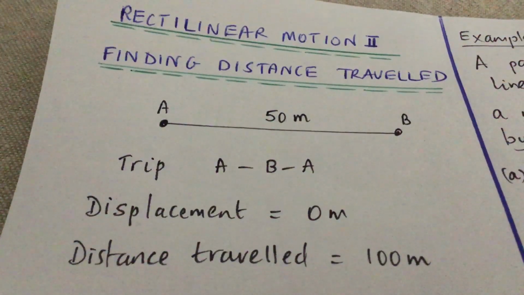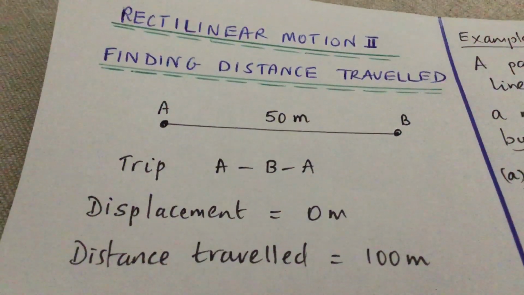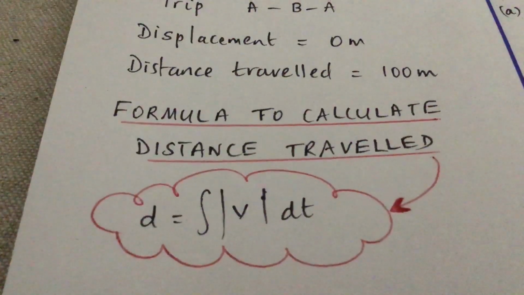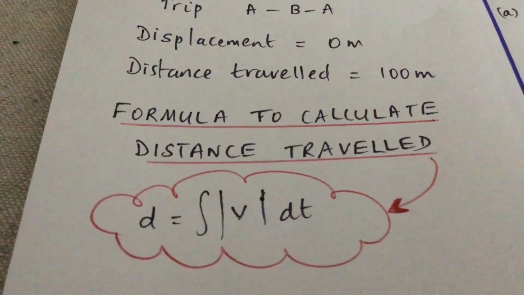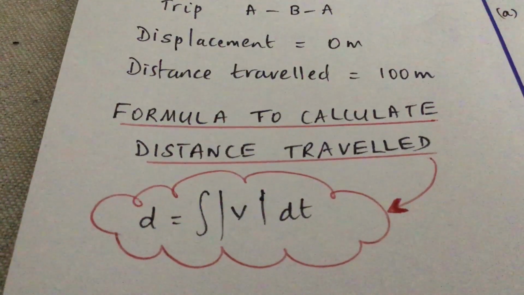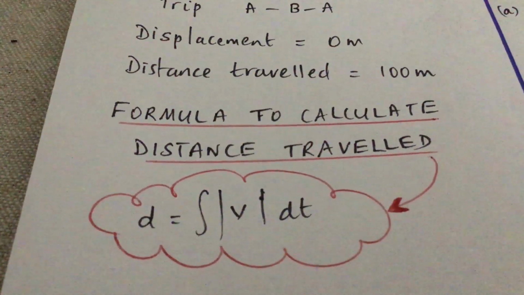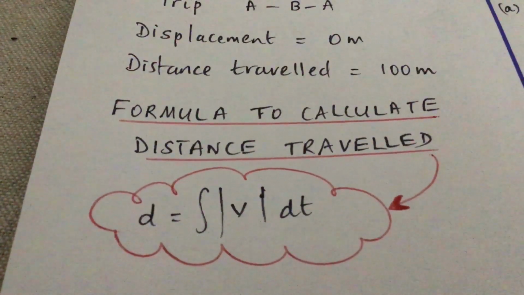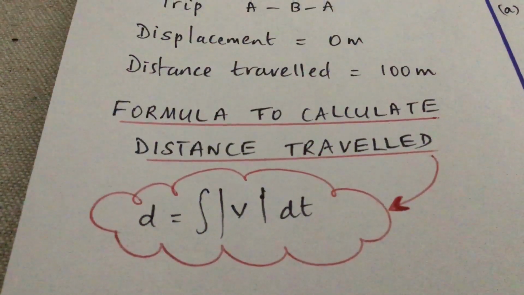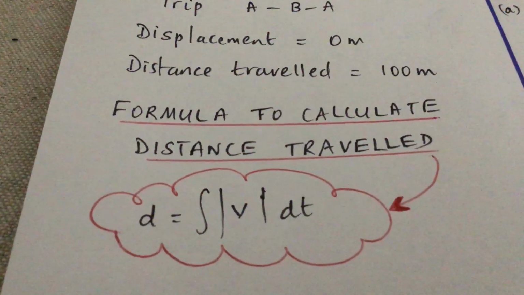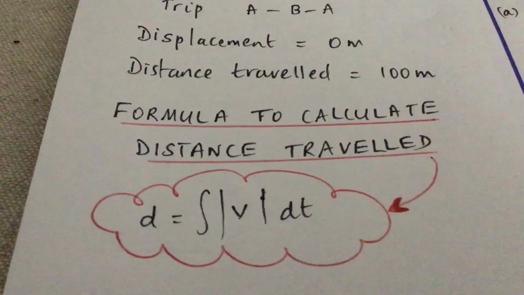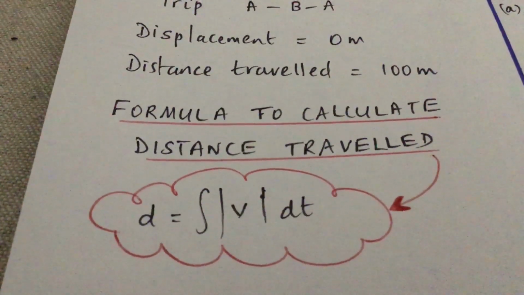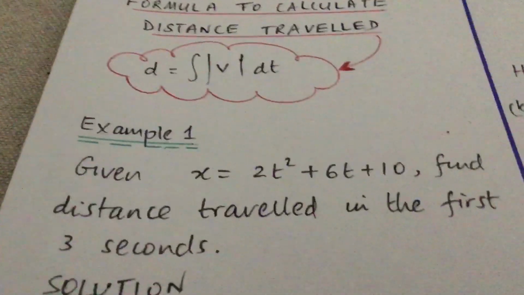But in this chapter we're going to use a formula to find distance travelled, and the formula is the integral of the magnitude of the velocity. So for this one you have to use your ClassPad calculator. You just have to type in the magnitude of the velocity on the ClassPad, and obviously you'll be given the time from where to where. So you'll have two limits, the lower limit and the upper limit for the times. So let's have a look at an example.